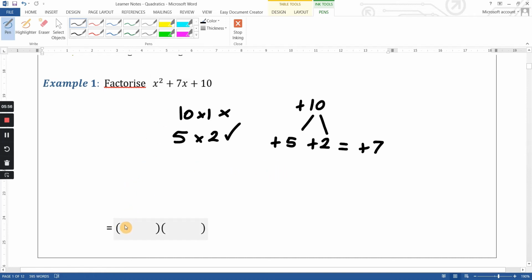So obviously, because it was x squared originally, x goes here, x goes here, and then our two numbers. It makes no difference which order we put them in. I could have put a positive 2 in the first one, positive 5 in the second one, makes no difference. But this is going to be your answer.